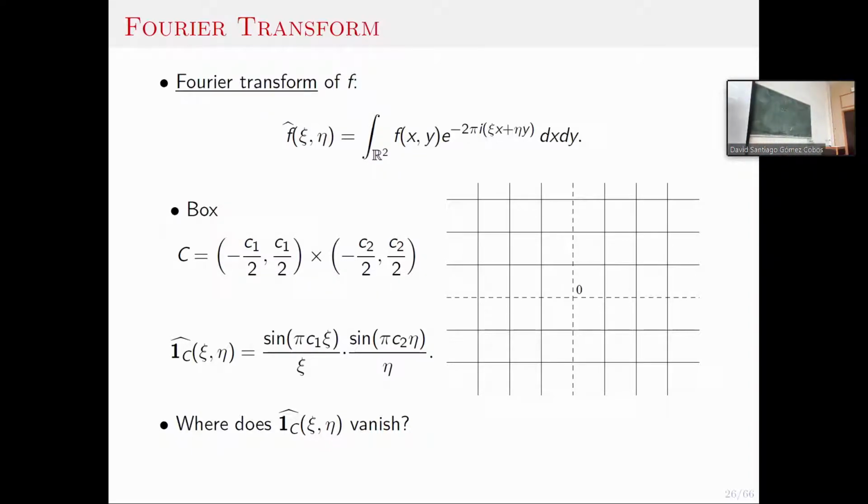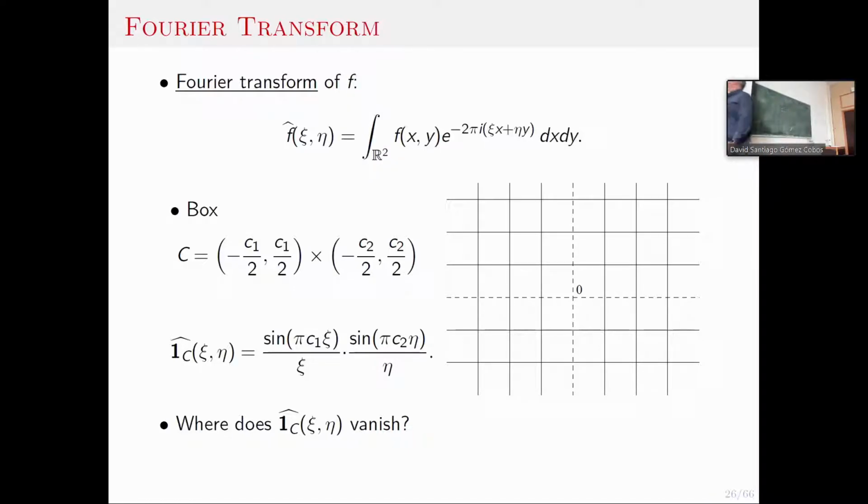So this length is 1 over C1. This length is 1 over C2. The dotted lines are not part of the zeros, but the solid lines are part of the zeros. And why is this? Because this function vanishes on every multiple of 1 over C1 except at 0, because at 0 they cancel out. It's 1. Okay? So the zero set is as you see it there. The solid lines are part of the zero set, but not the dotted lines.